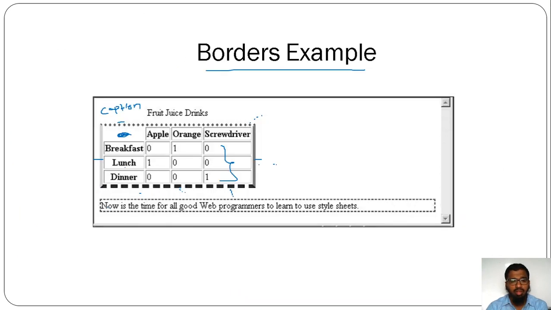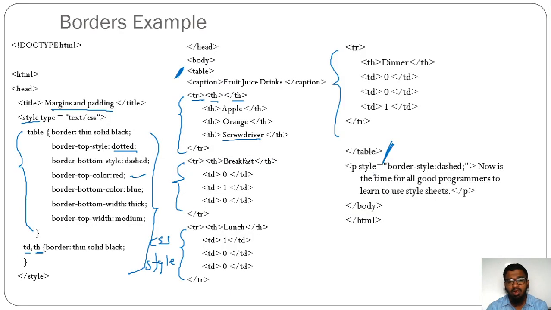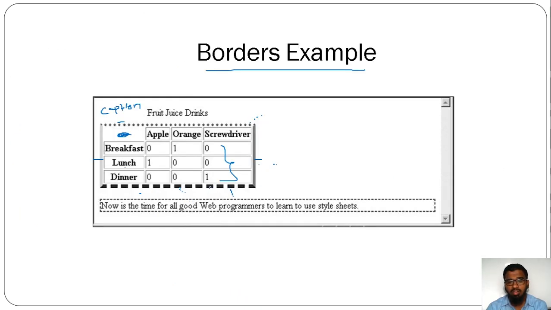Next, I am giving a style to a specific paragraph: p style equals border-style dashed. Dashed means a border like this, with dashes.